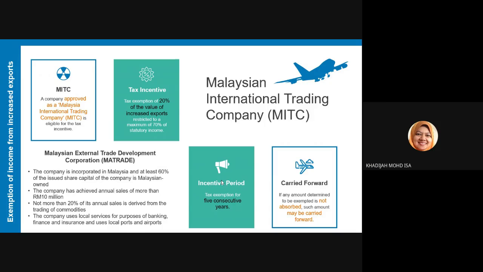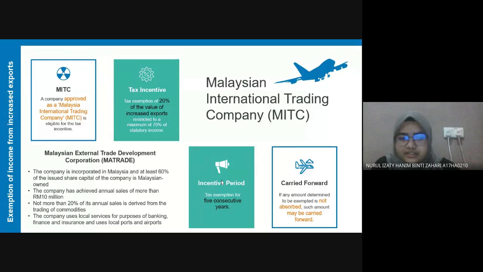What do you mean by that, that the company must not have more than 20% of sales derived from trading of commodities? What is trading of commodities? Means trading of commodities ni dia selain daripada yang dibenarkan untuk ekspor.